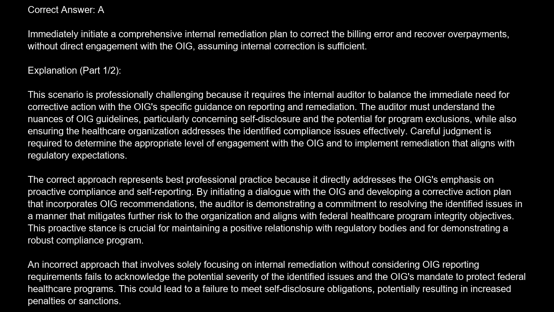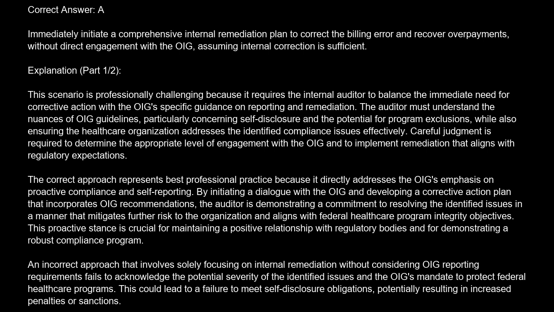with regulatory expectations. The correct approach represents best professional practice because it directly addresses the OIG's emphasis on proactive compliance and self-reporting. By initiating a dialogue with the OIG and developing a corrective action plan that incorporates OIG recommendations, the auditor is demonstrating a commitment to resolving the identified issues in a manner that mitigates further risk to the organization and aligns with federal healthcare program integrity objectives. This proactive stance is crucial for maintaining a positive relationship with regulatory bodies and for demonstrating a robust compliance program.